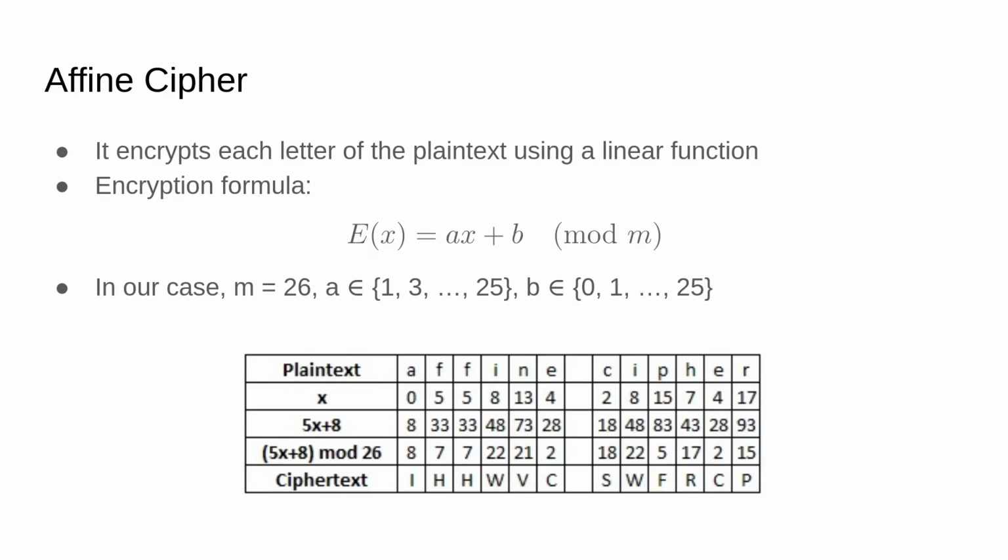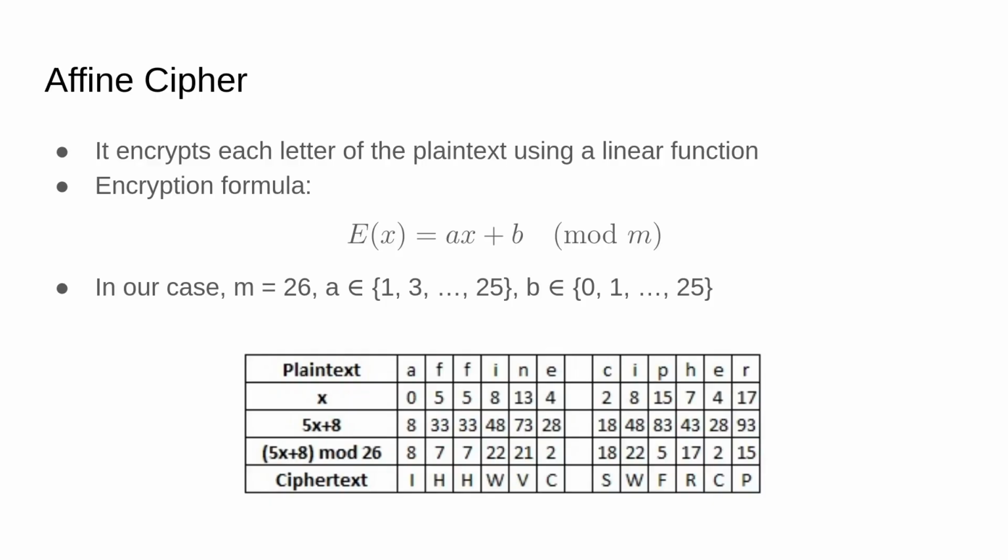And the rigorous math formula is pretty simple. Basically, it just does ax plus b mod m. The encryption algorithm is a one-dimensional linear function under modulus m. And in our case, we're working with m equal to 26 because there are only 26 letters in the English alphabet.